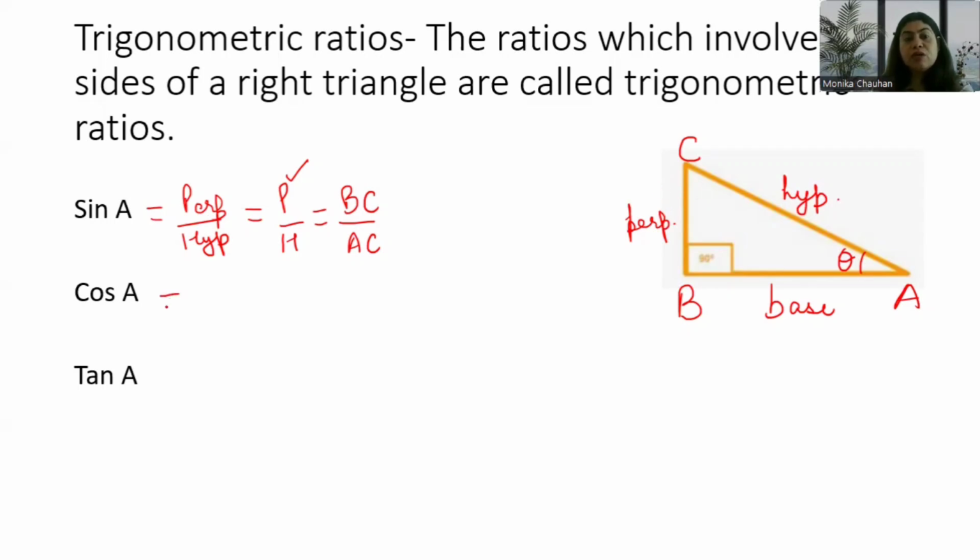Now cos A. Cos A is base upon hypotenuse. Remember, it is always base upon hypotenuse. In this case, I always remember my base as B upon H. My base is AB and my hypotenuse is AC. For perpendicular and base, you are calculating for angle A, so your base is this and hypotenuse is this, but the hypotenuse remains the same. Tan A. Now tan A is perpendicular upon base.